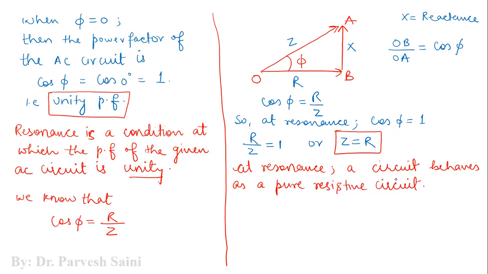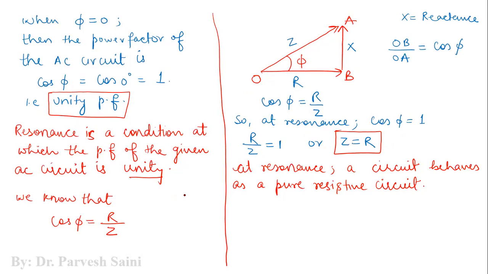So that means resonance is basically a phenomenon which occurs in AC circuits, and in this phenomenon, the AC circuit behaves in a particular manner. That is basically what is explained here. So this is the introduction of resonance.